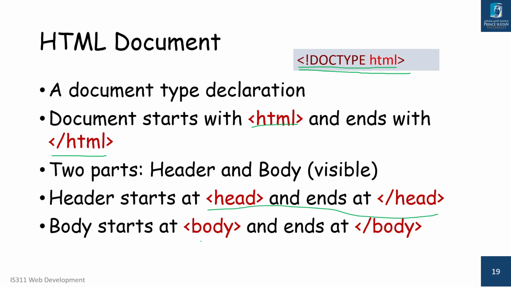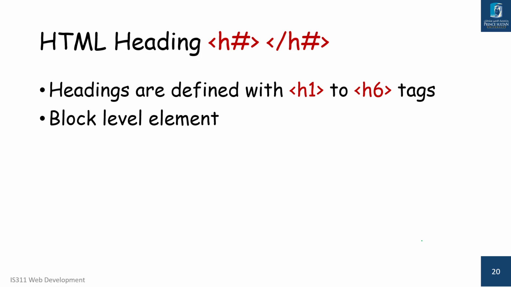And then inside these two HTML tags, we have two sections. One is the header section, where the header section is always contained between the opening and the closing tag of the head. And then we also have the body section, which actually shows the contents that you want to display on the page. So we have 6 levels of heading. Okay, H1 up to H6.